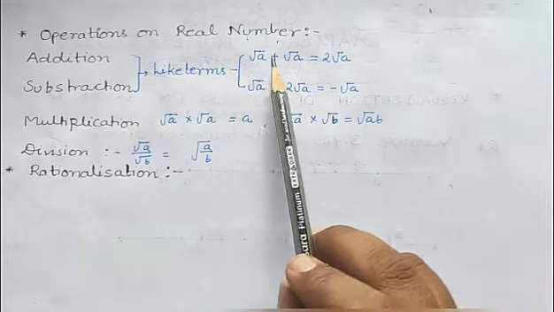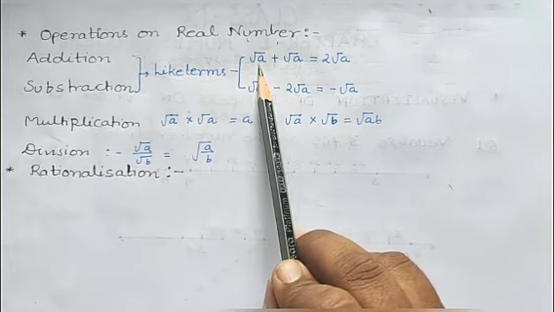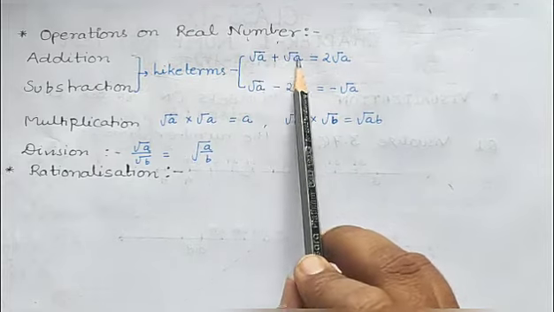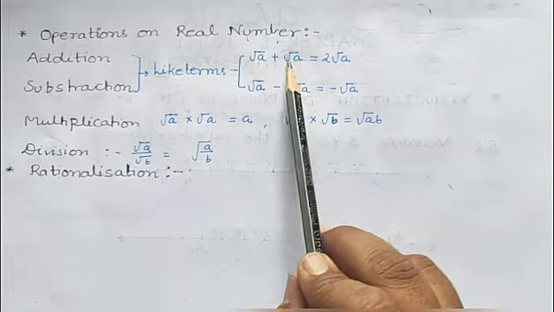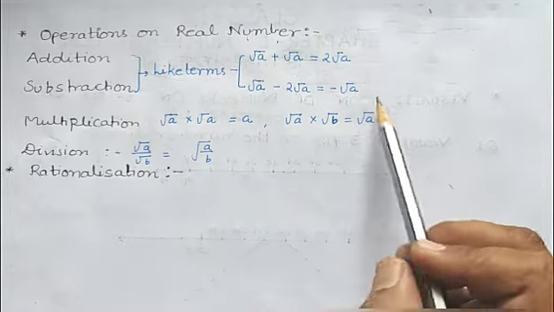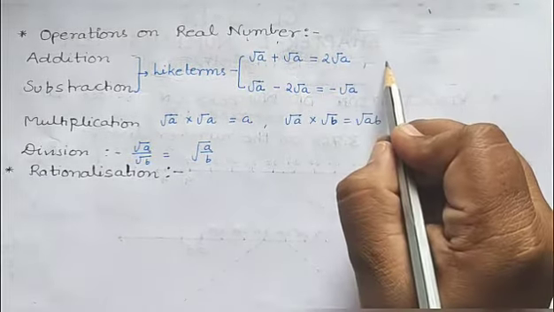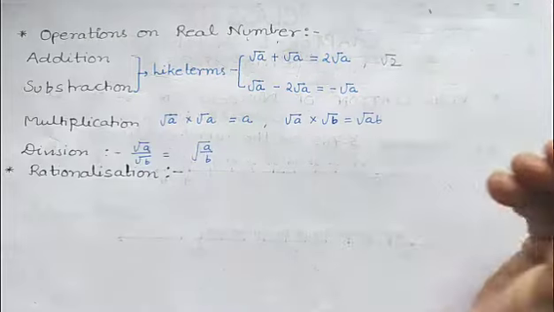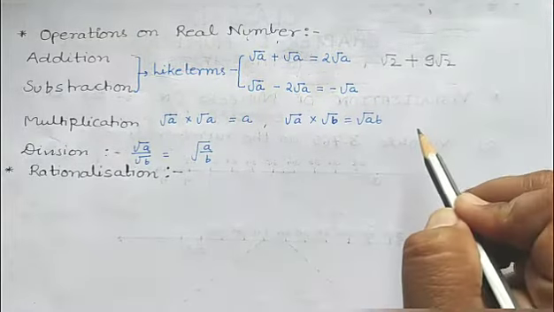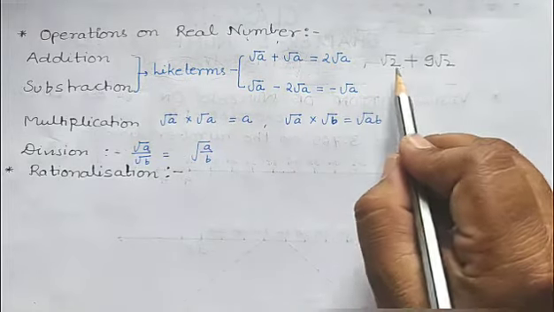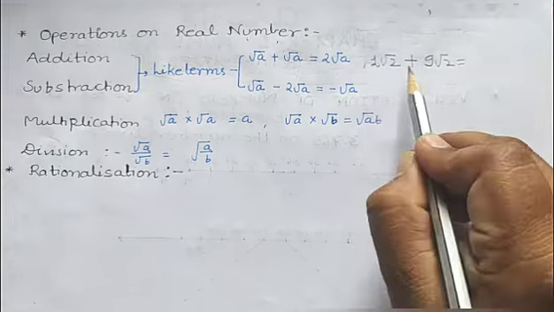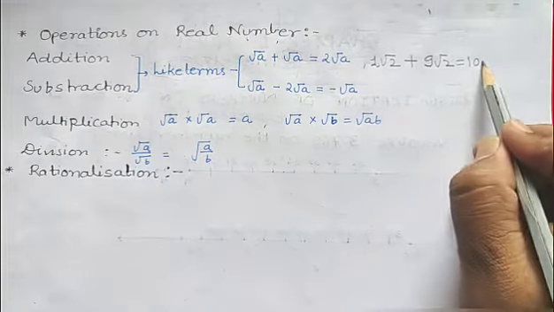Like terms means if it is written under root a, the next term that is going to be added to this number should also be under root a, so that under root a and under root a will be added to give 2 under root a. One more example: under root 2 is there and here it is written 9 under root 2. Then only it will be added, meaning under root 2 plus 9 under root 2. Here, when nothing is written, it means 1. So 9 plus 1 will be 10 under root 2.